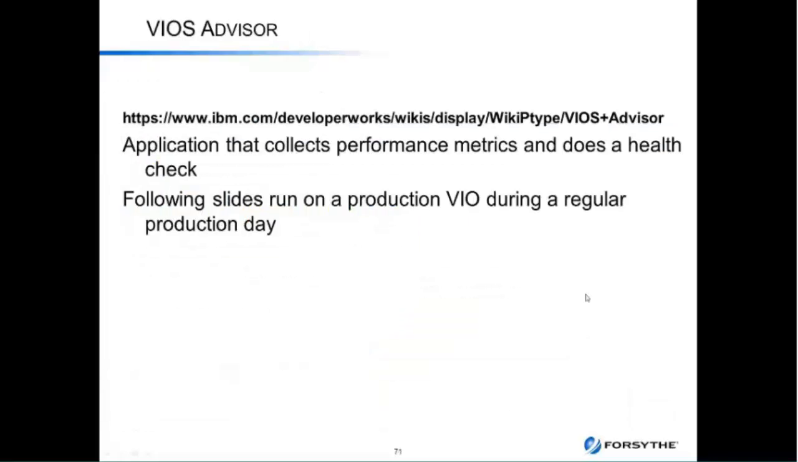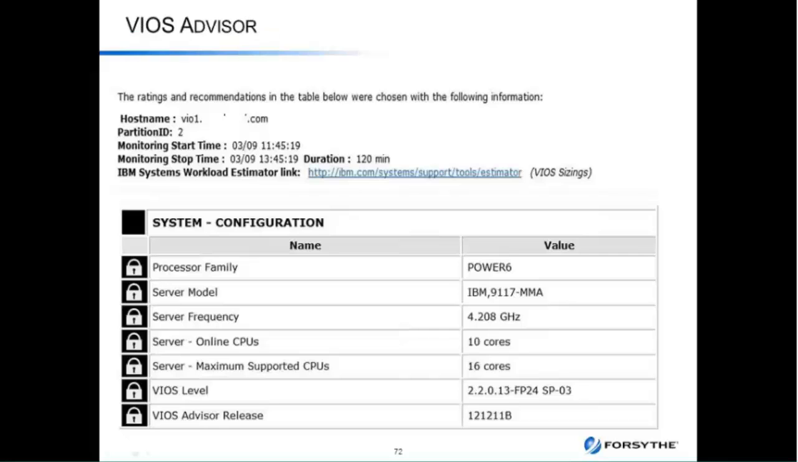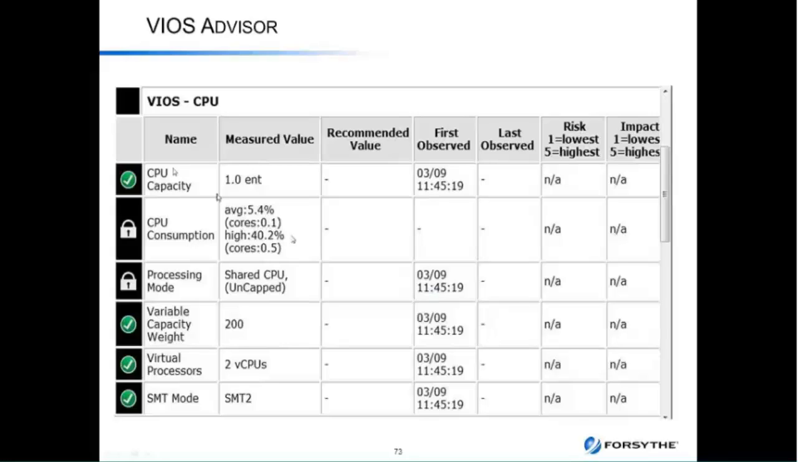I have some samples here from the VIOS Advisor just to give you an idea of the kind of things that it reports on. We'll go quickly through them. It gives you the name of your server, your LPAR ID, the date. It also tells me that it's a 9117 MMA. It gives me the speed. It tells me how many online cores, what my VIOS levels are, and so on. It then goes through and shows me my CPU capacity, what my entitlement is, what I'm using. It tells me information like my weight, how many virtual CPUs, and so on. Oh, and it also shows me that I'm SMT2.